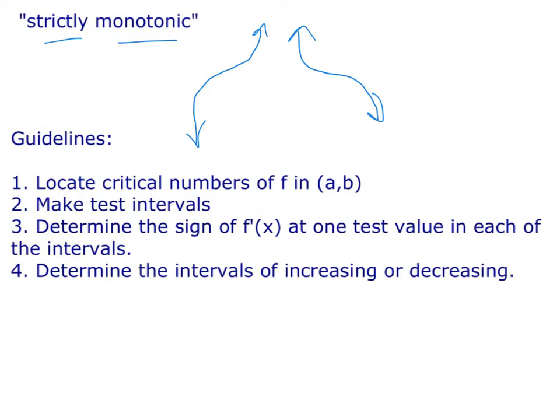So in order to use the first derivative test and to determine the intervals of increasing and decreasing, here are 4 guidelines. The first one is you're going to locate the critical numbers of f on the interval. We've been practicing that over and over. Find the derivative, set it equal to 0, find the critical numbers. Remember also that a critical number could also be where the derivative does not exist. So not only do we find it by finding where the slope is equal to 0, but we also look to see where the slope doesn't exist at all. We're going to make test intervals. We're going to determine the sign, positive or negative, of f prime of x at one test value in each of the intervals. And then we'll determine the intervals of increasing and decreasing.